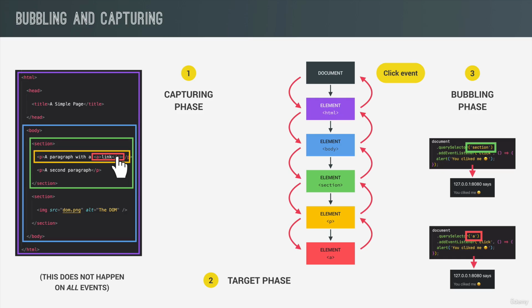We can also say that events propagate, which is really what capturing and bubbling is. It's events propagating from one place to another. All right, so I hope that all of this made sense, and so let's now actually see this in action in the next video.